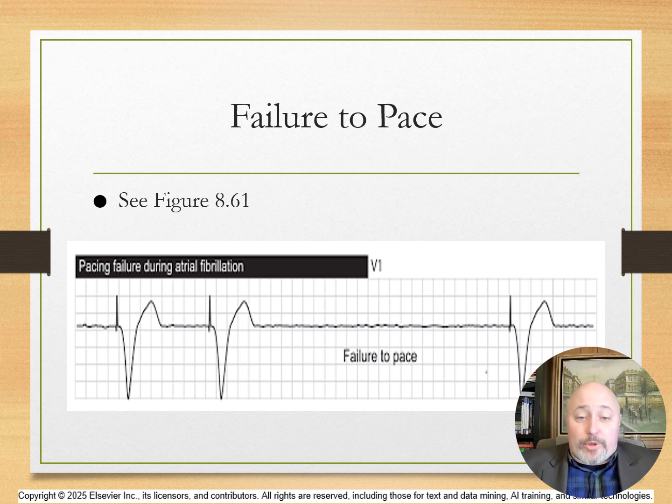Here we have an example of failure to pace, when the pacemaker fails to initiate an electrical stimulus when it should fire. The problem is noted by an absence of pacemaker spikes on the rhythm strip. These causes include battery or pulse generator failure, fracture or displacement of the pacemaker wire, or even just loose connections.